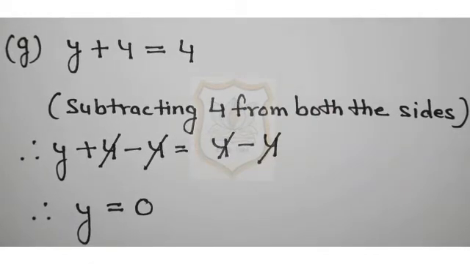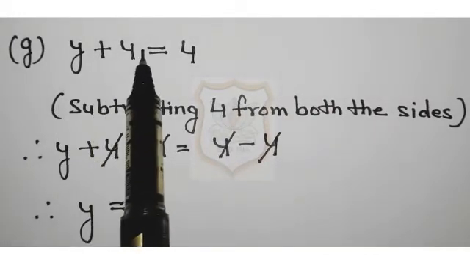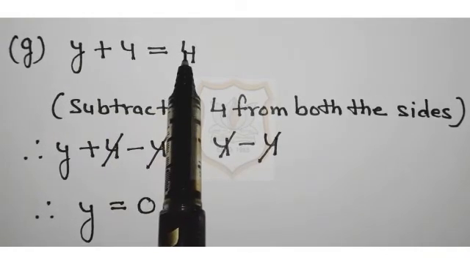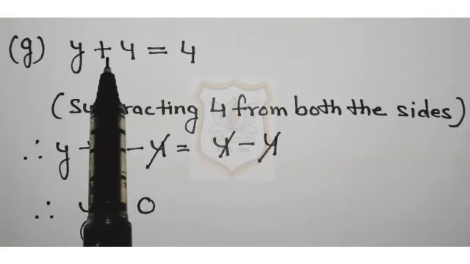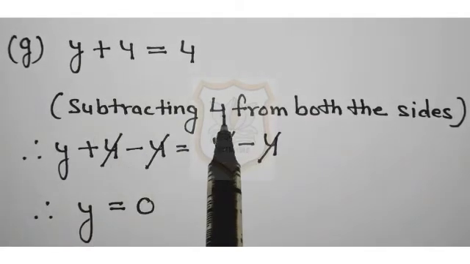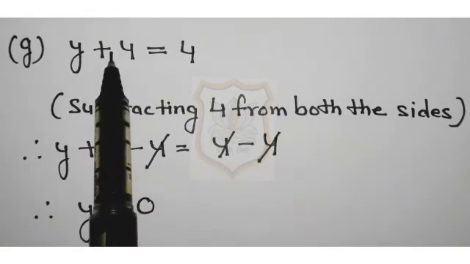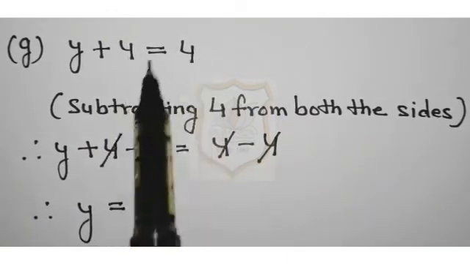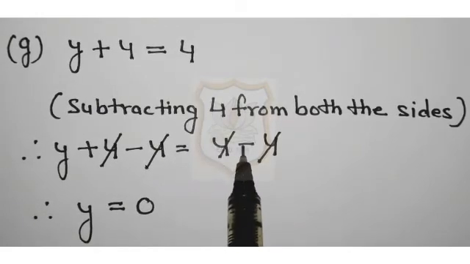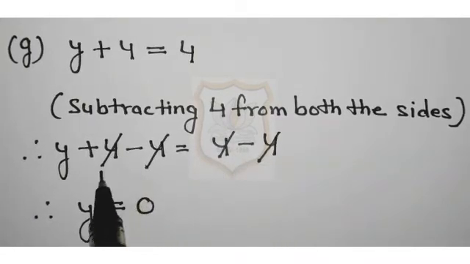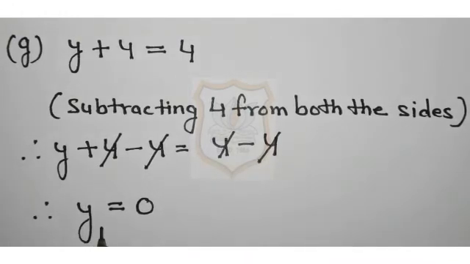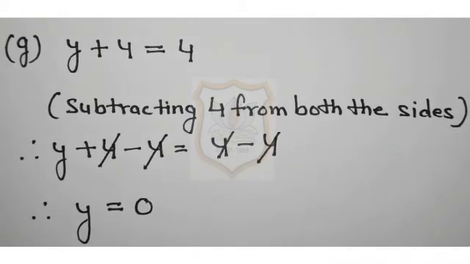Let's solve G part of question number 1. That is, y plus 4 is equal to 4. This y plus 4 is the left hand side and this 4 is the right hand side of the equation. Now we have to separate this plus 4 from the variable y. To remove this, subtract 4 from both sides, because this is plus. Therefore, y plus 4 minus 4 is equal to 4 minus 4. The plus 4 and minus 4 cancel out. Therefore, the value of y is equal to 0.